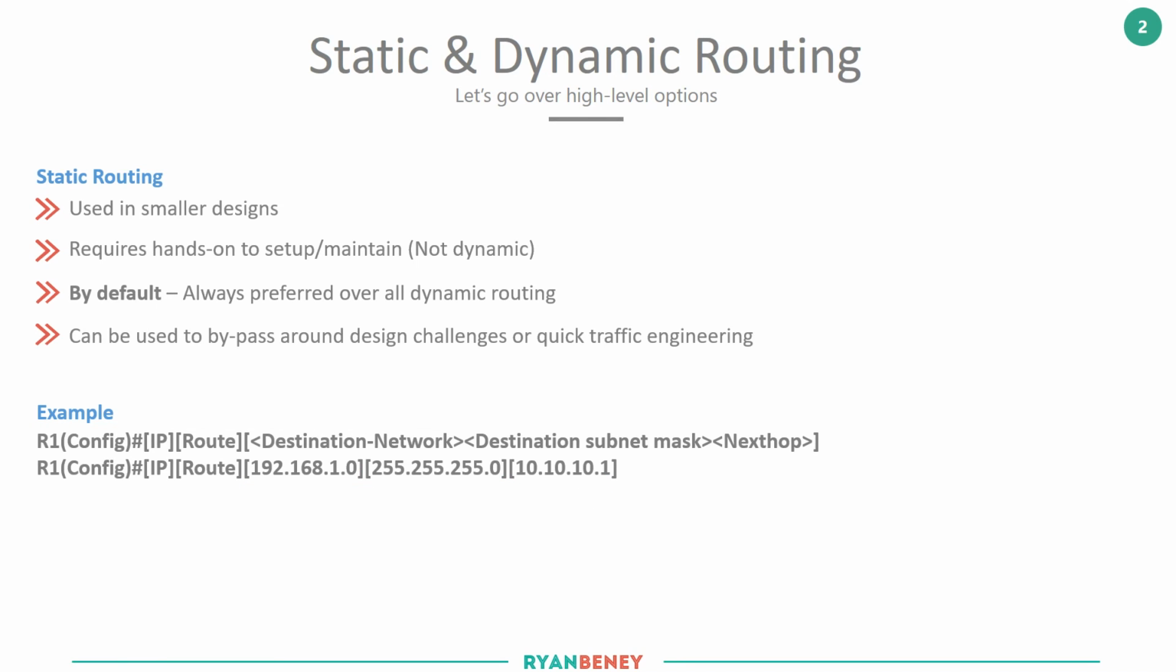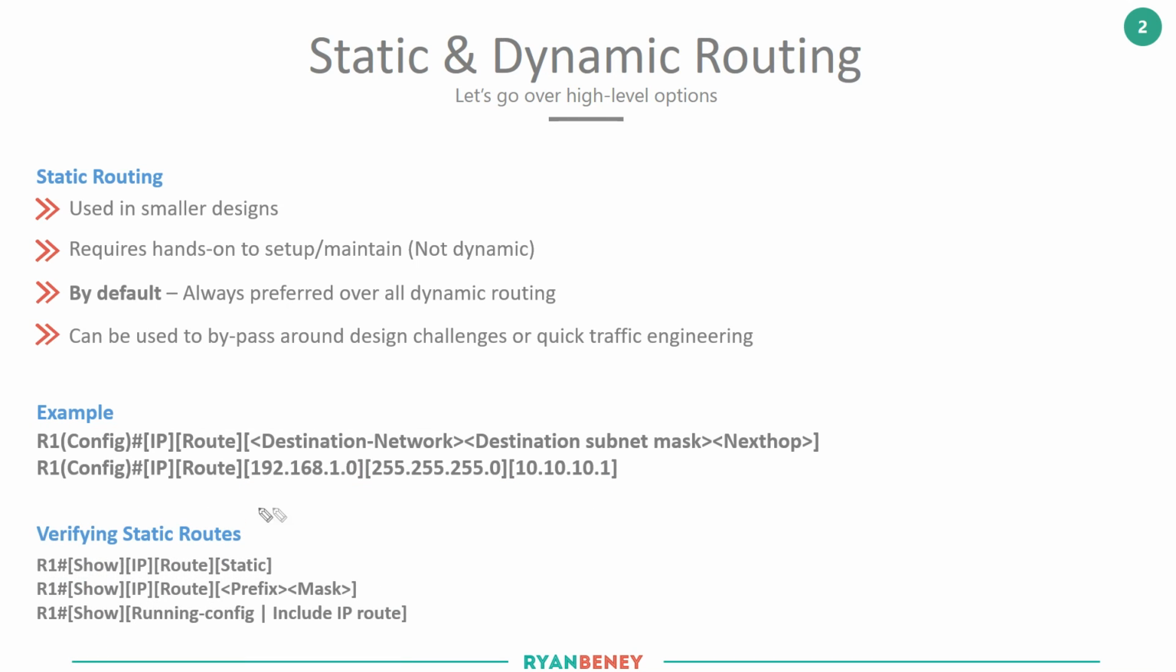So what about the verification side? We have a few commands here. We have show ip route. This was the command that we used in the previous video to look at the routing table, but we can put the keyword static on the end, which says show me the routes that I've actually got which are static. So it kind of filters the routing table for us.